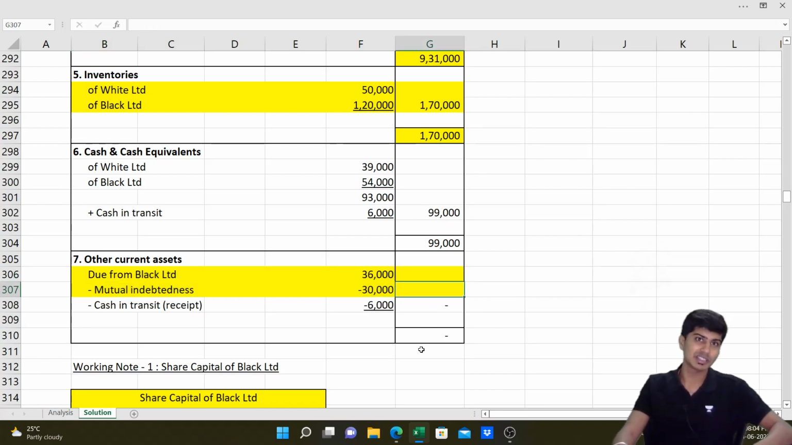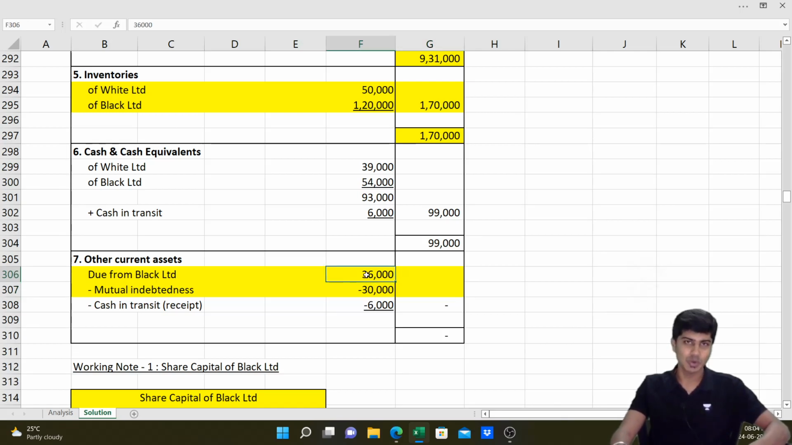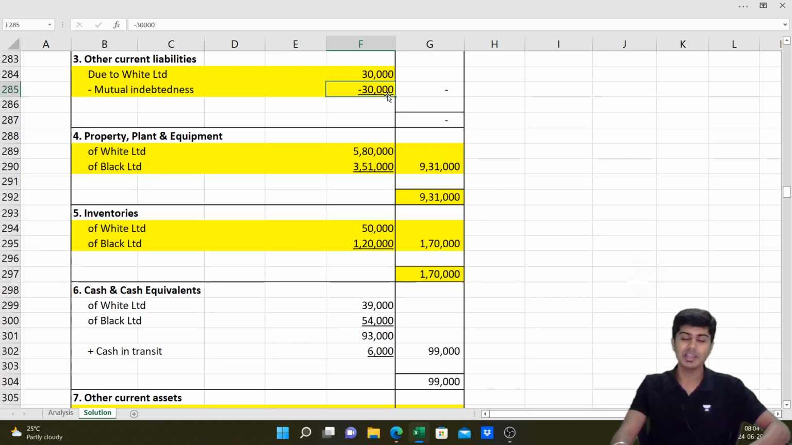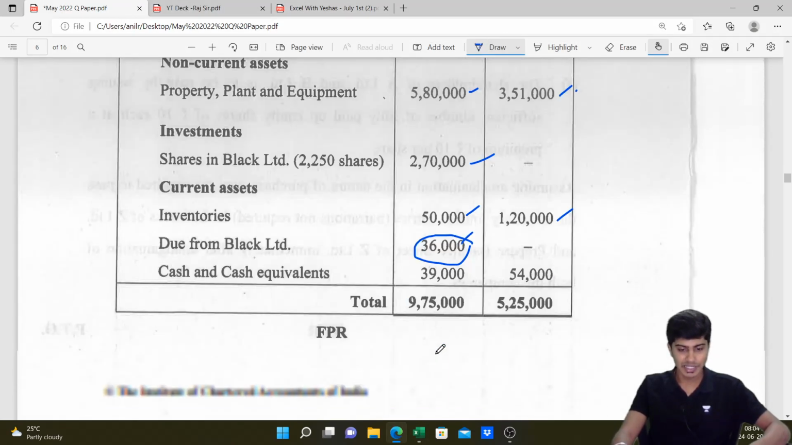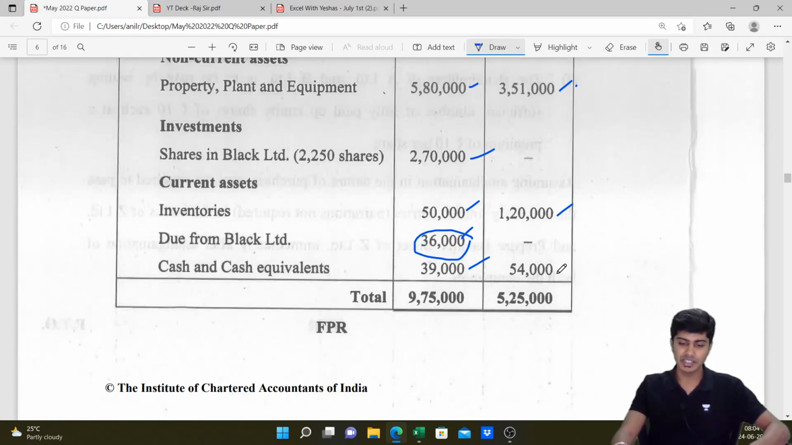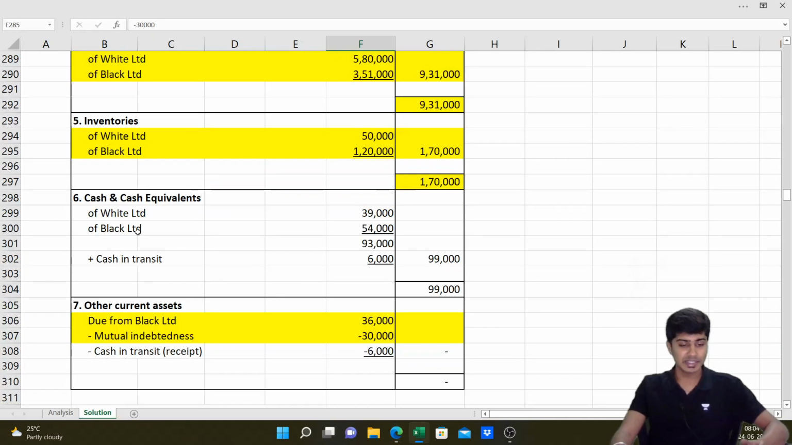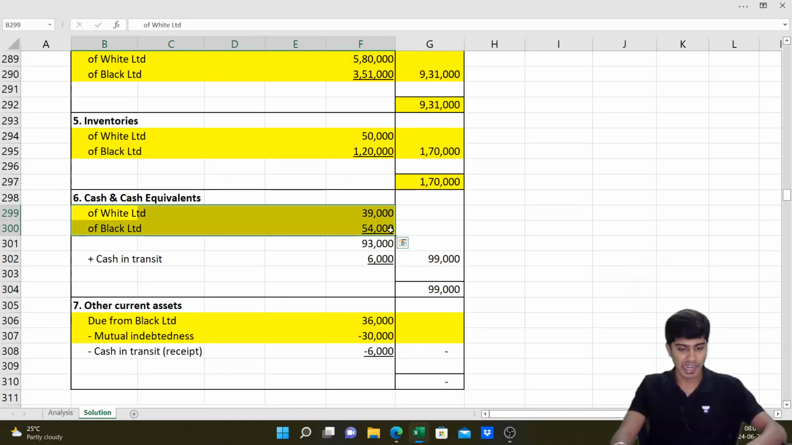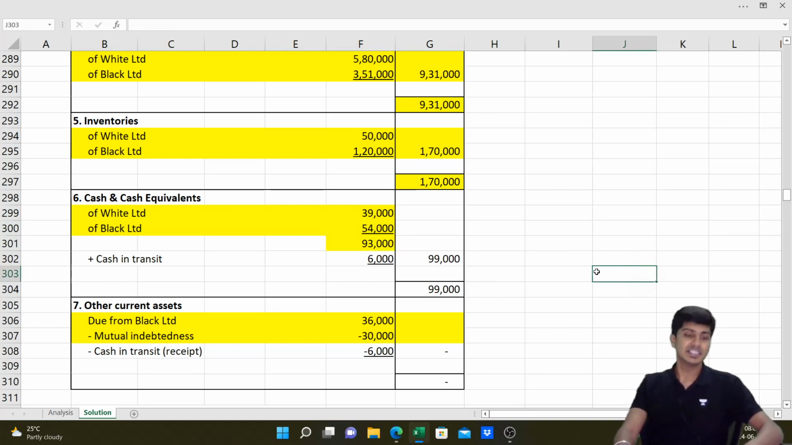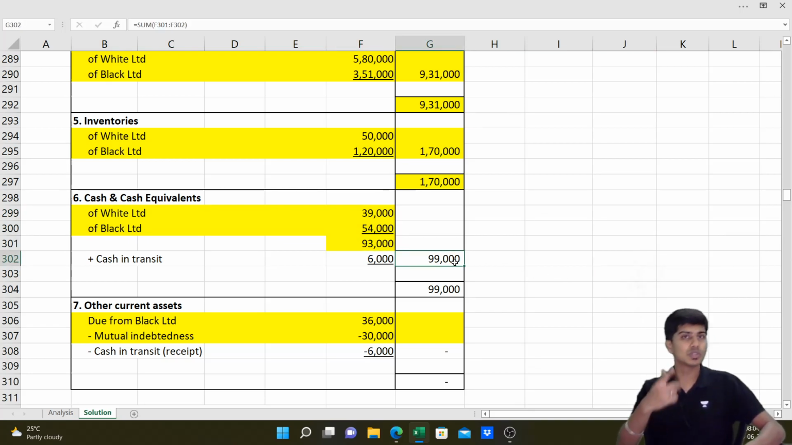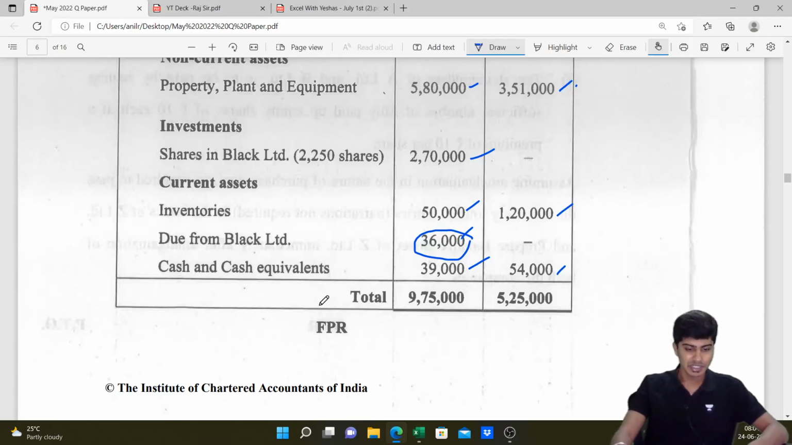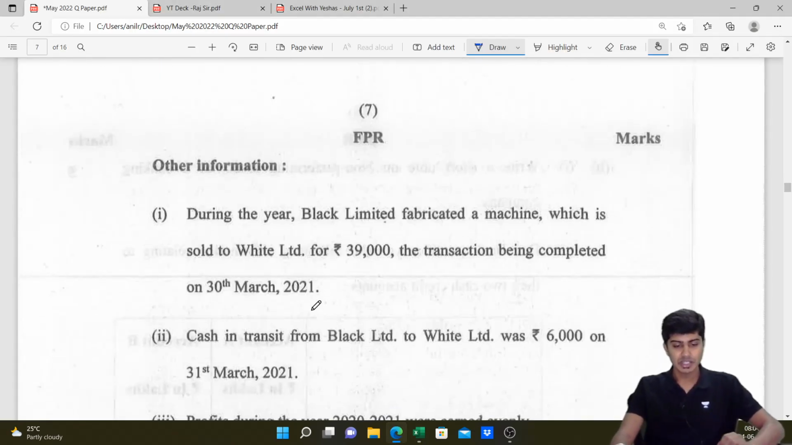There is some adjustment. There is cash in transit. So I'll adjust that. So for now, 36 is what I start with. I deduct 30 from my assets and the same 30 from my liabilities. Done. Then we have cash and cash equivalent 39 and 54. I'll add them. It comes to 93. There is some cash in transit adjustment. So after we adjust that, we'll identify the closing balance and then post. Done. So coming down to adjustments during the year.